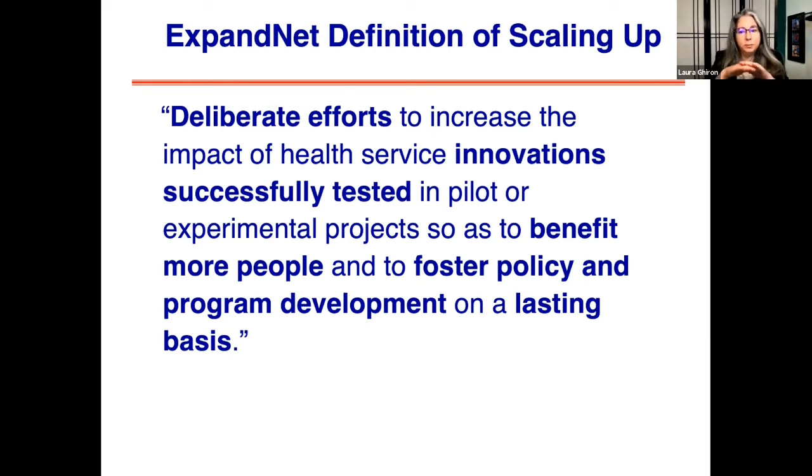And then benefiting more people points to this sort of horizontal rollout of an intervention package to new areas and new populations. And this is what a lot of people think about when they think of scaling up. But there's also this other component. It's called vertical scaling up or institutionalization. And the definition refers to it here as fostering policy and program development. And this is a very important part of scaling up. And we will talk about this later.